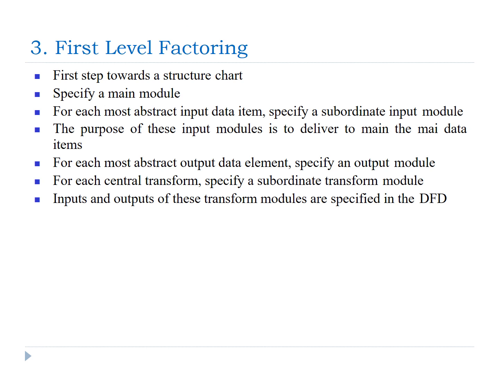Now look at the first level factoring. First step towards a structure chart, it is first level factoring. It specifies a main module. For each most abstract input data item, specify a subordinate input module. The purpose of these input modules is to deliver to main the MAI data items. For each most abstract output data element, specify an output module. For each central transform, specify a subordinate transform module as well. Inputs and outputs of these transform modules are specified in the DFD.